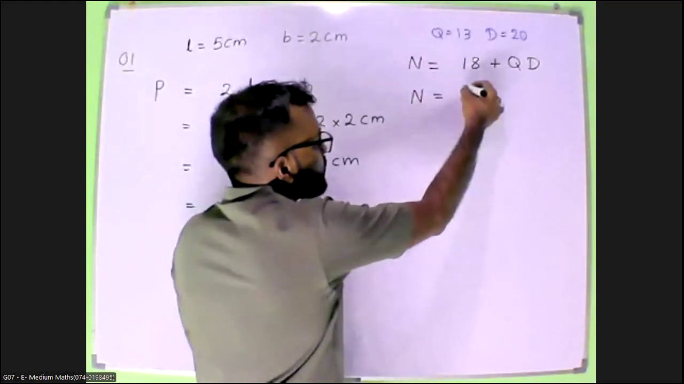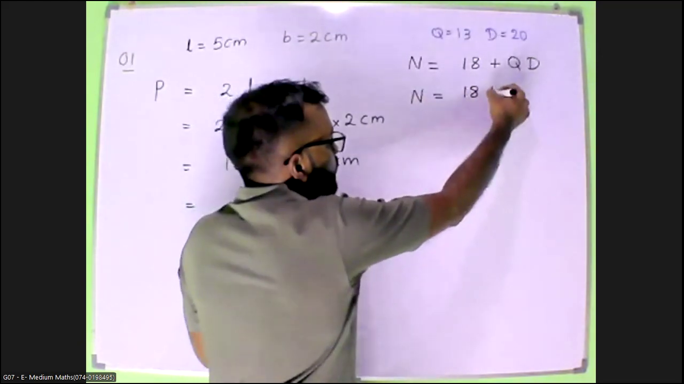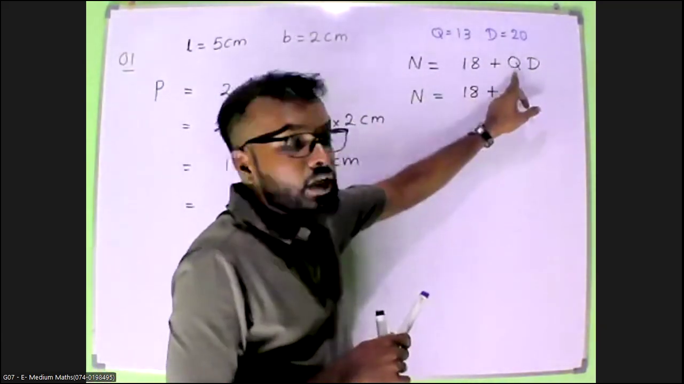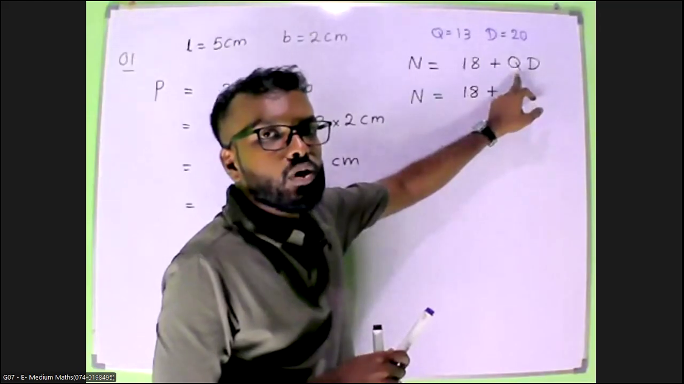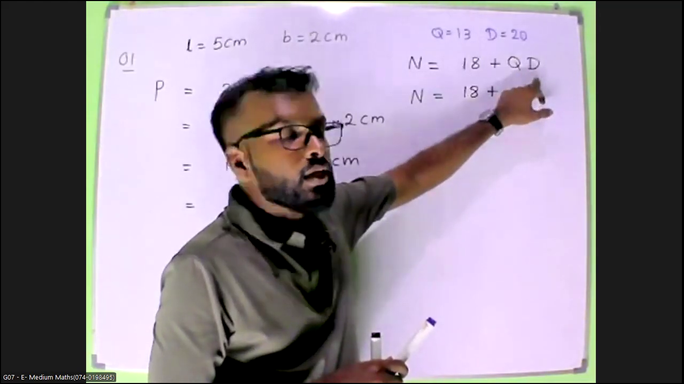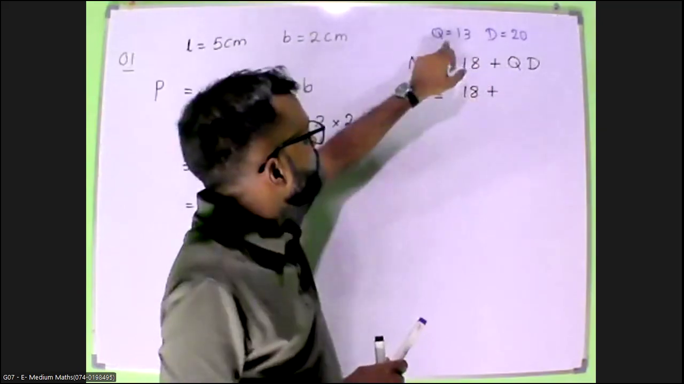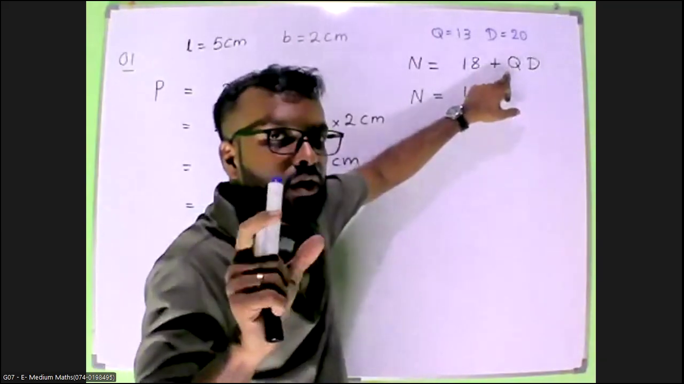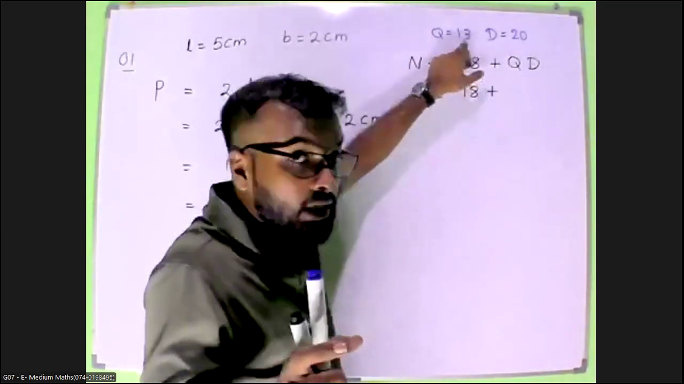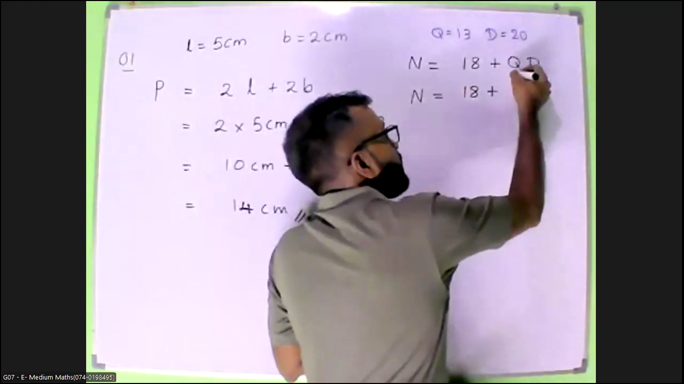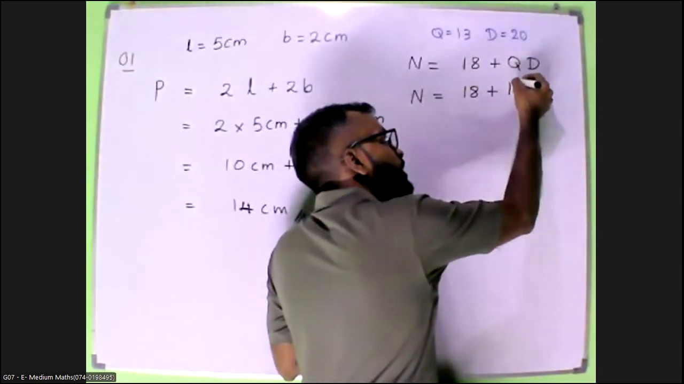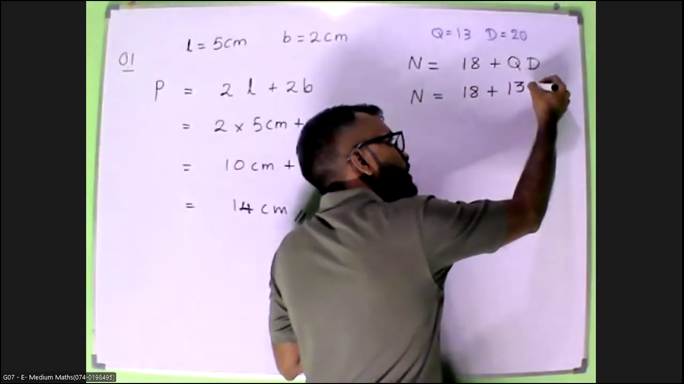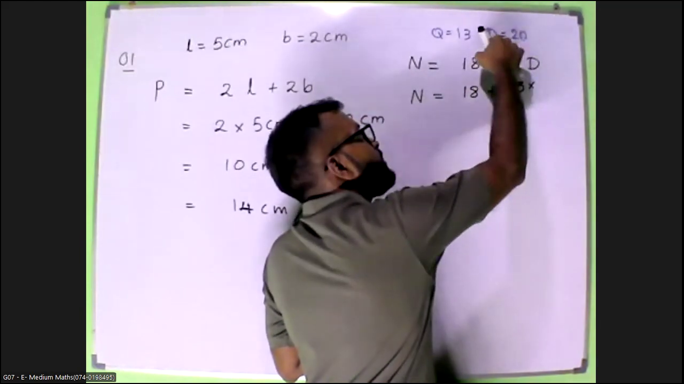N equals 18 plus Q multiplied by D. What is Q? Q is 30. Instead of Q, we have to replace 30. Instead of Q, I am putting 30. Q multiply D. What is D? D is 20.